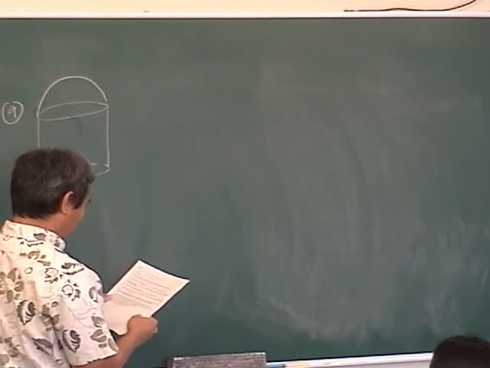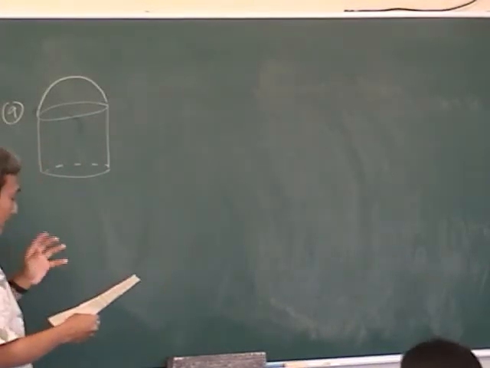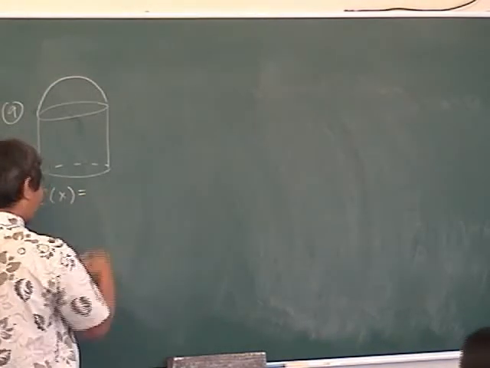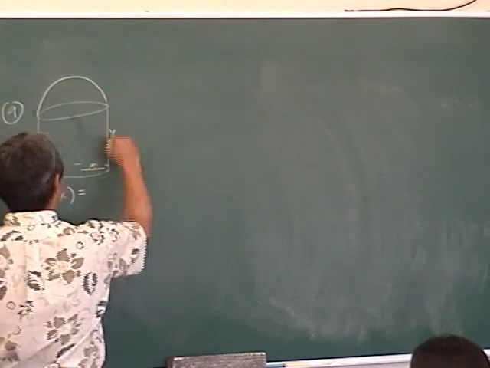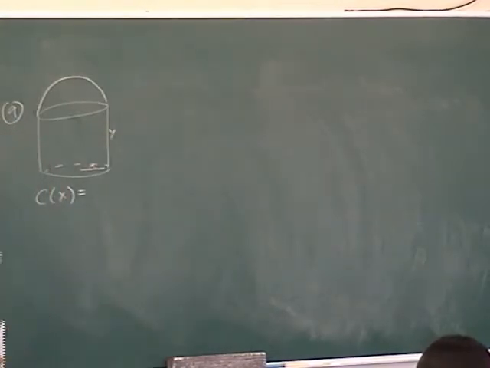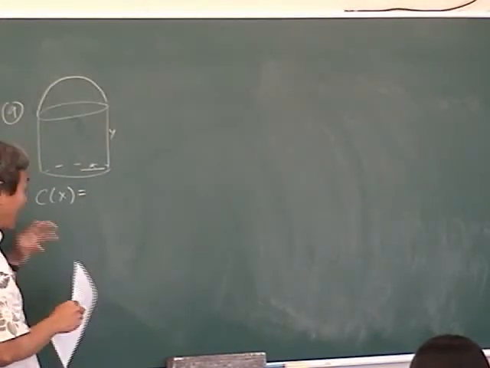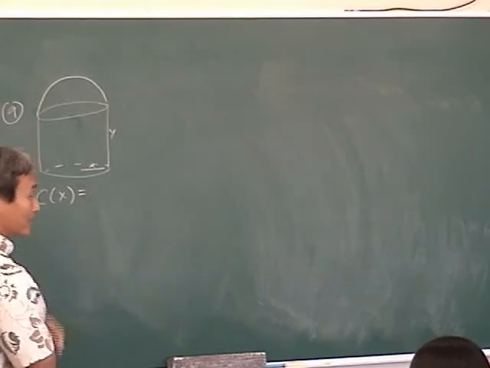Okay, now what are we trying to do? It says A, write the cost as a function of X. That's the key now. If you don't read the directions, okay, what is X? This is X and this is Y. Tomorrow I'll give you a picture. Now, we're trying to write the cost as a function, not the surface area now, the cost. There's a big difference now.